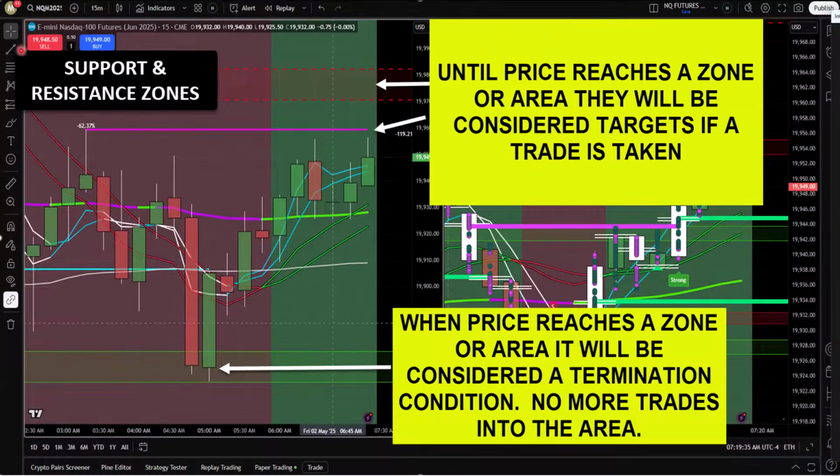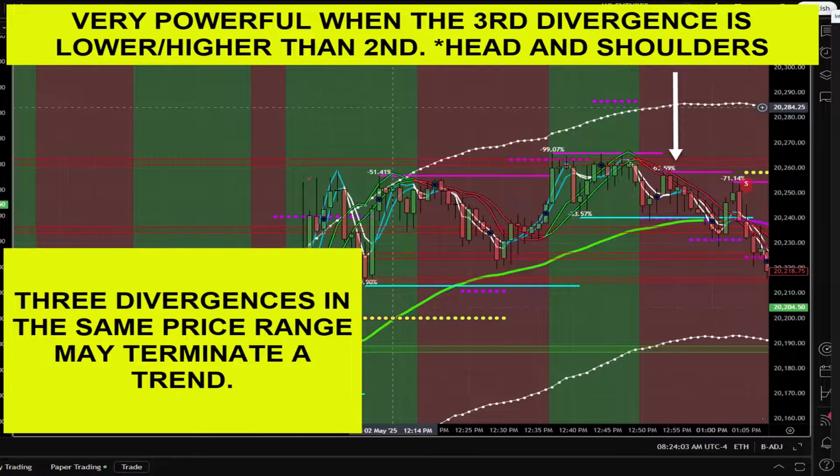So again, support and resistance zones. When we reach with price into a zone, we're going to stop taking short trades first, and then ultimately if the triggers start to roll up, we'll take long trades. It keeps us on the right side of the market almost 90% of the time.